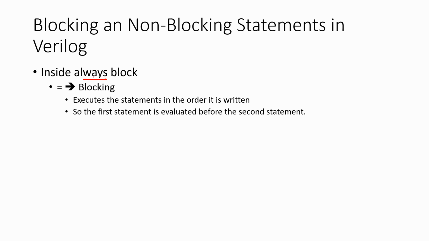Okay. So inside the always block, if I'm using equal to make assignments, I call that blocking statements. So how does the blocking statement execute? It executes in the order it is written. The first statement is evaluated first and the second statement is evaluated next. Here, the behavior is like a C program.